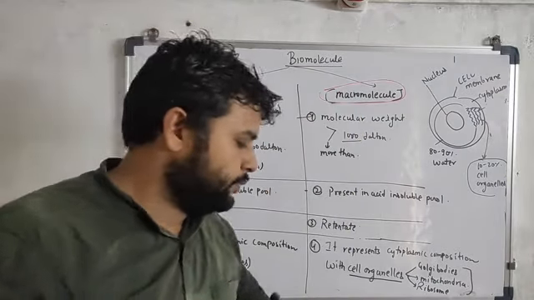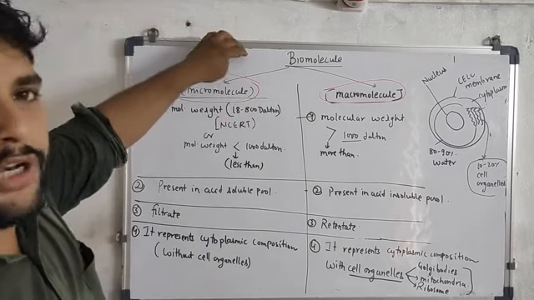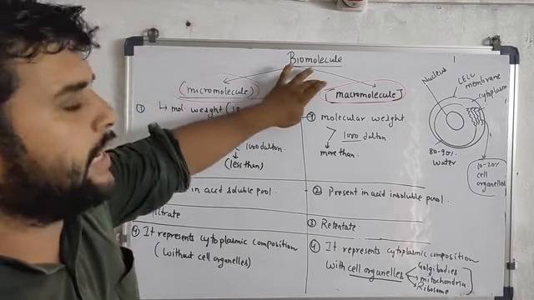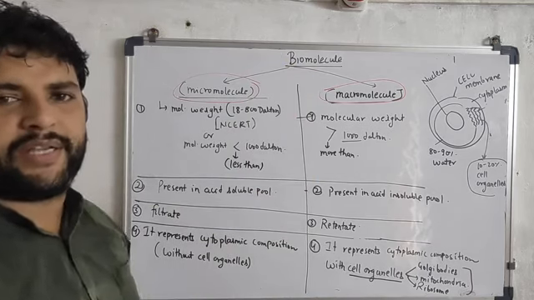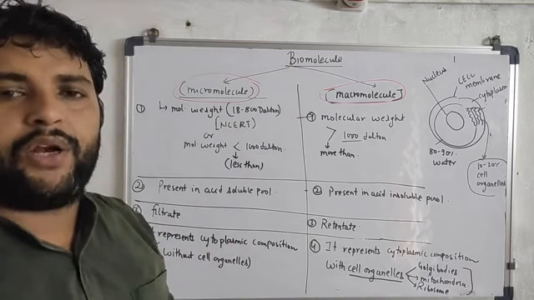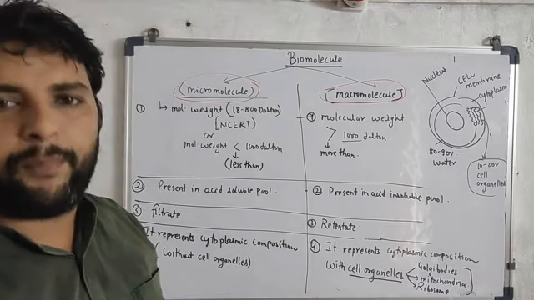Now what we are dealing with is that the biomolecule is divided into two parts. The first part is the micromolecule, and the second part is the macromolecule. In NCERT there is a specific distribution that has been given in order to identify that this is the micromolecule and this is the macromolecule.